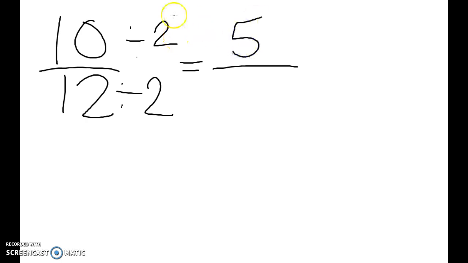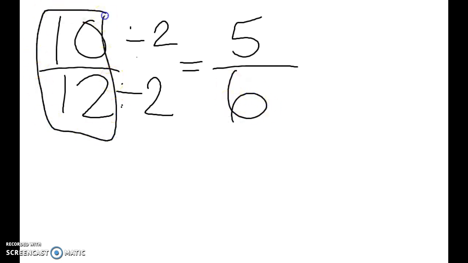I can also think about this as a fact family. So if I have 10 and 2, 2 times what number equals 10? That would be 5. Same thing down here. 2 times what number equals 12? I could count by 2s to figure that out. 2, 4, 6, 8, 10, 12. That gave me 6. This tells me that 10/12 is equal to 5/6.